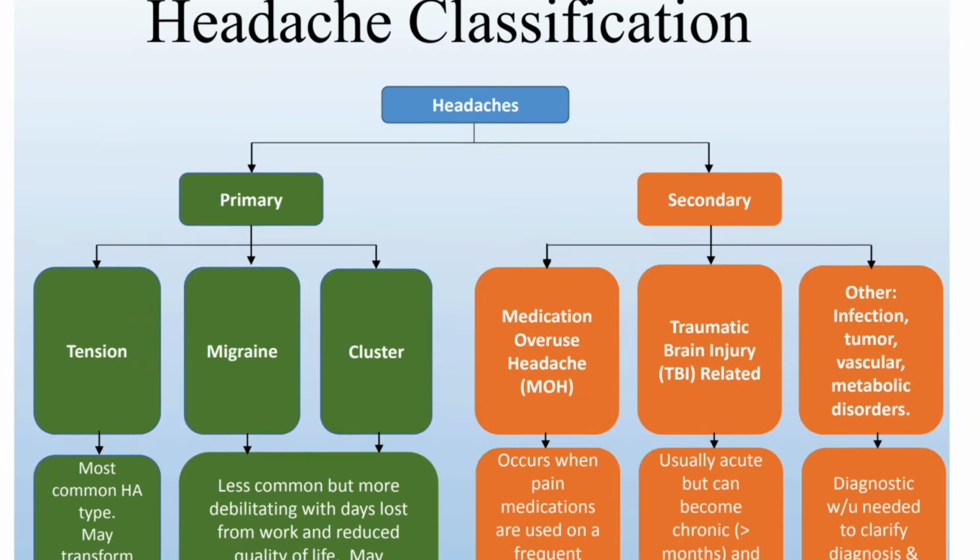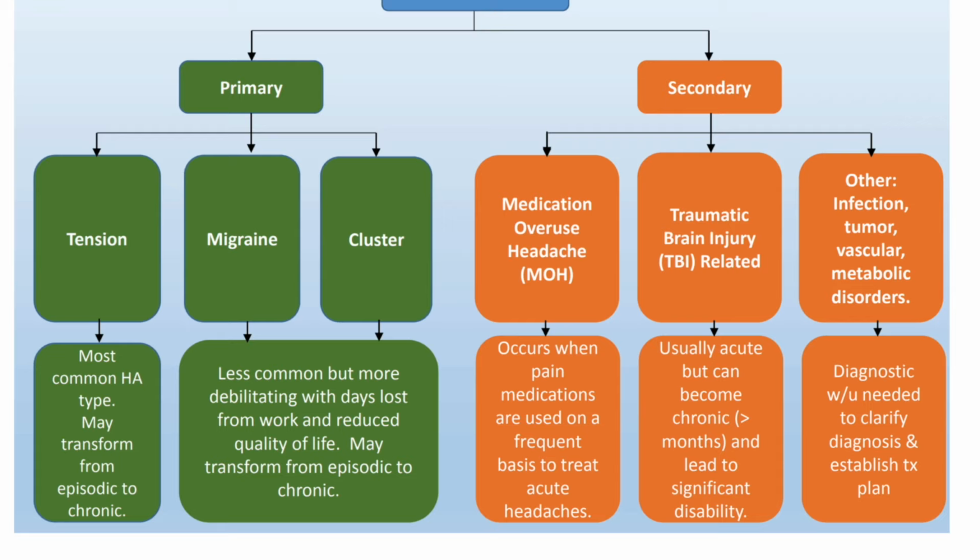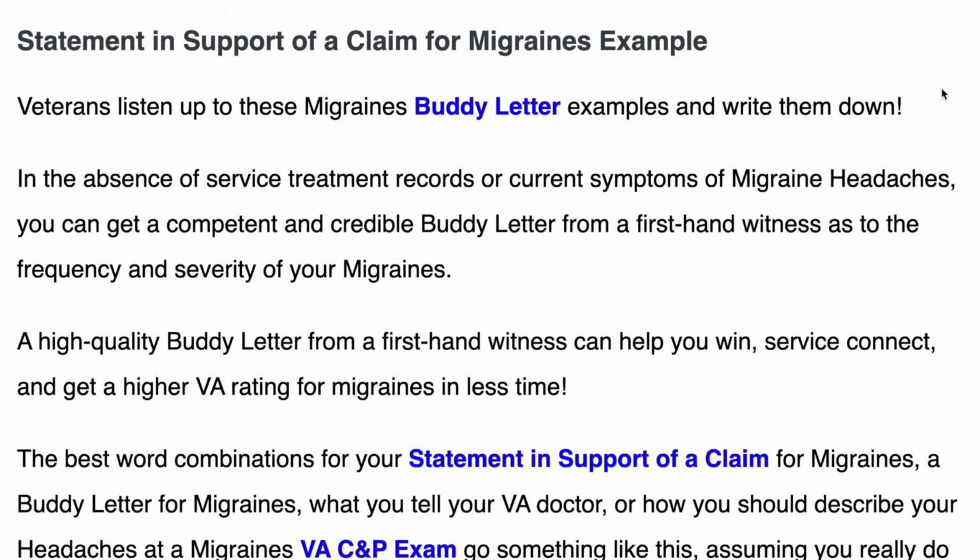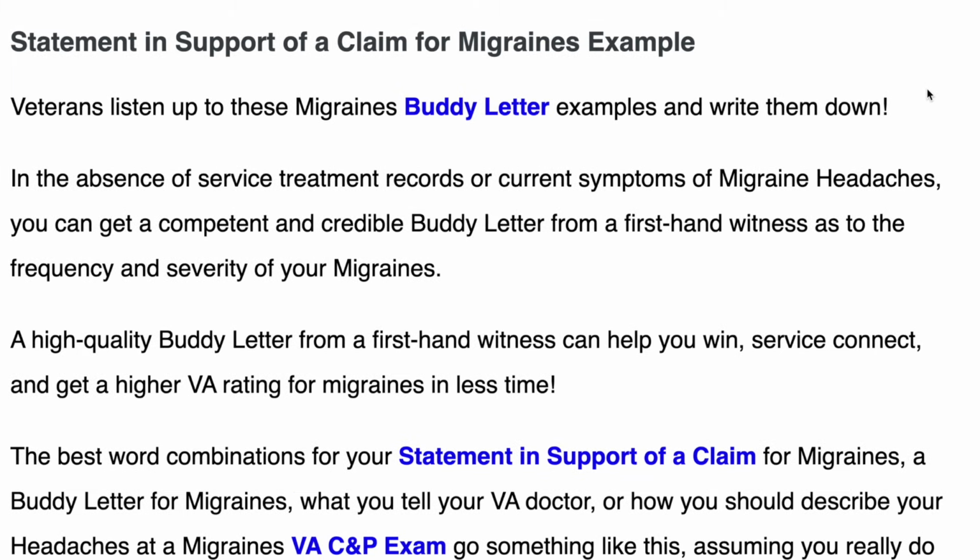I have this infographic here. Primary goes to the left, secondary goes to the right, and then other is under secondary. Tension headaches are the most common. Migraine and cluster headaches are less common but more debilitating, and this is why the VA focuses on migraine claims because of the severity. When you're filing a VA claim, how you explain it is what everything comes down to.